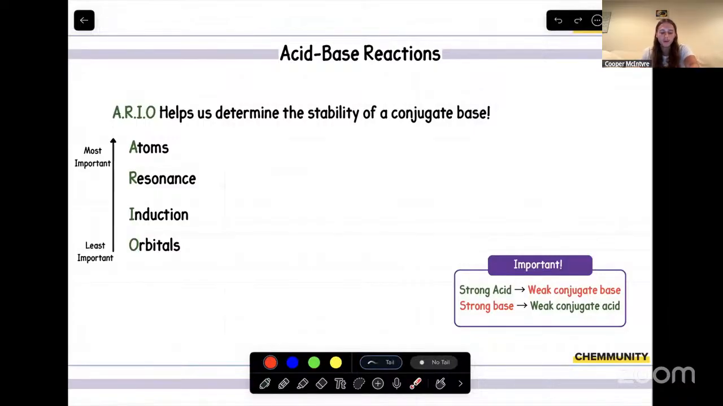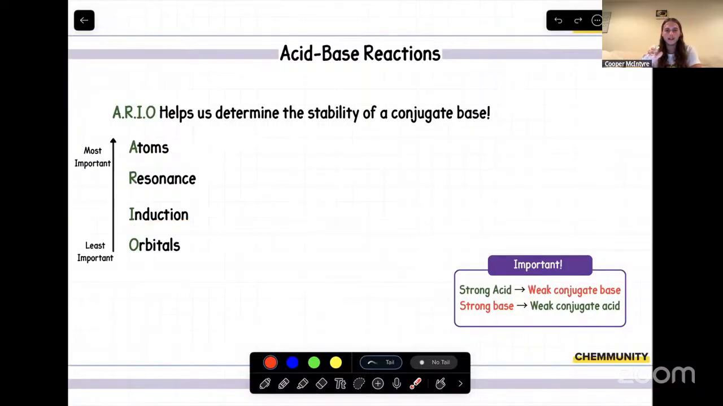And if you haven't heard it, it stands for atoms, resonance, induction, and orbitals. And it's also nice because it goes in order of most importance to least important. And in terms of atoms, the main thing we're looking for are differences in electronegativity, and then also how large or how small an atom is. And then we're also looking at resonance. That's going to ask us, okay, are these electrons being delocalized? And if they are being delocalized, that means they're a lot more stable.